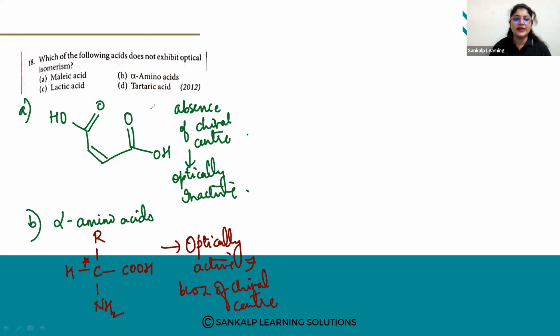And they don't have a plane of symmetry. And here you can see there is a plane of symmetry. If I put a plane here, this half of the molecule will be equal to the other half, right? So there is no chiral center as well as there is a plane of symmetry. In this, you have no plane of symmetry, but they have a chiral center. Now we'll see option C. Option C is lactic acid. What is the structure of lactic acid? C, COH, then OH.